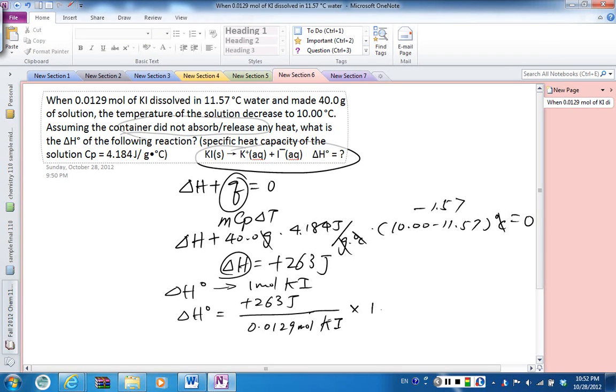And what you want is this to happen to 1 mole of KI. So mole of KI would cancel, and you end up with joules in your unit.